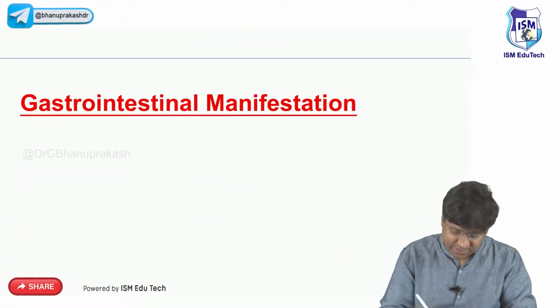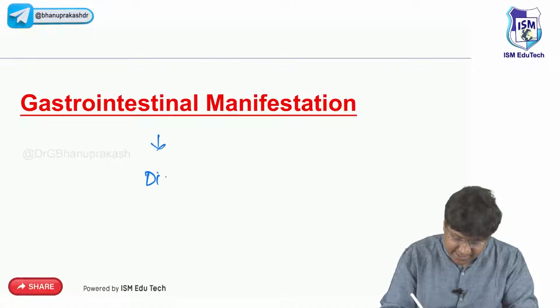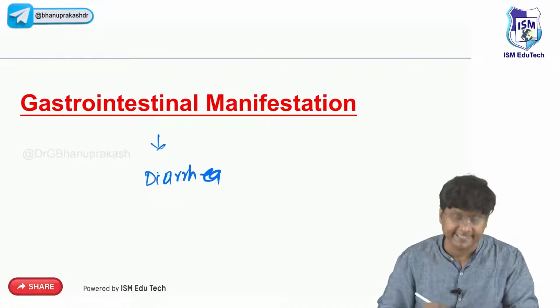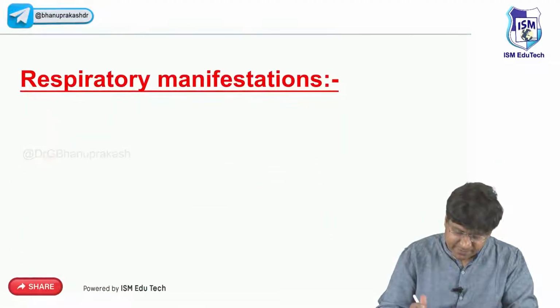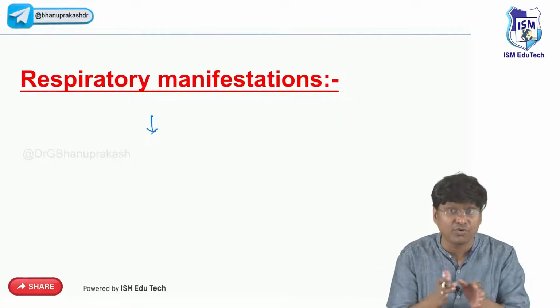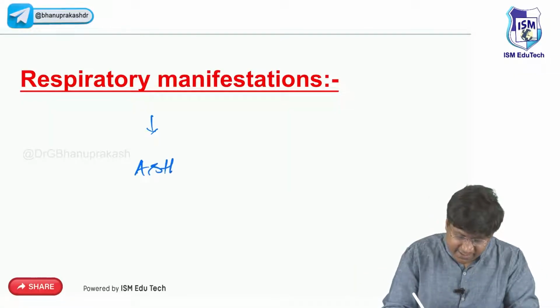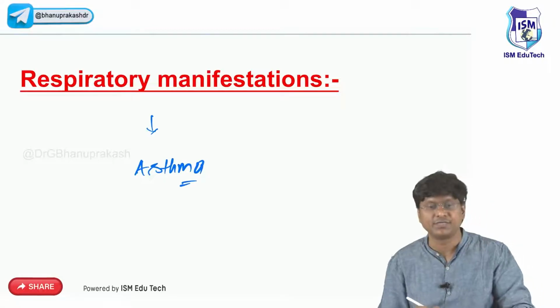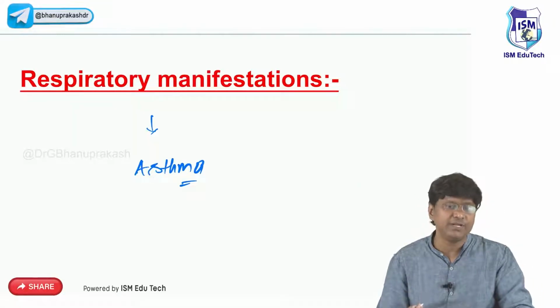Then what will be the gastrointestinal manifestations in carcinoid? That will be in the form of diarrhea. Then what will be the respiratory manifestations? There will be bronchoconstriction. There will be asthma or dyspnea in patients with carcinoid syndrome. Okay. Then how will you diagnose?